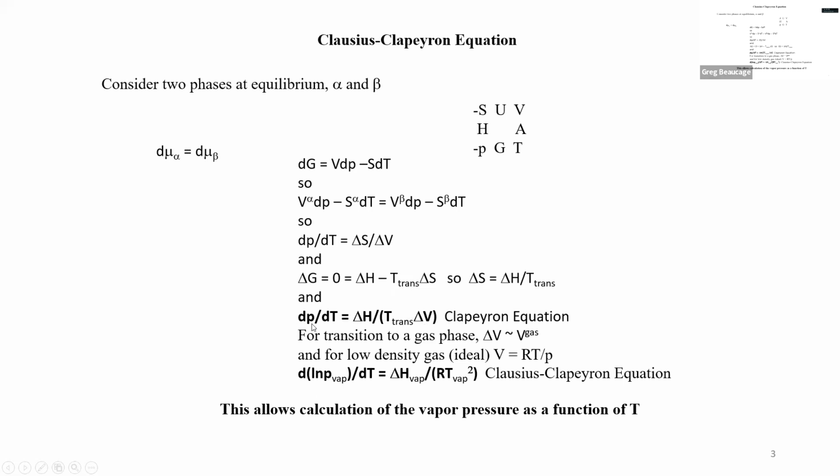Then since you're talking about a gas going to a vapor, at a low concentration of the gas in the vapor, you can say the vapor is ideal. First, the vapor volume is much higher than the liquid volume, so you can forget about the liquid volume. So delta V is the vapor volume. And second, because the gas is at such a low pressure, it's an ideal gas, so you can say V is RT over P.